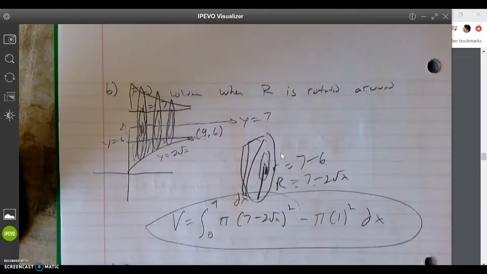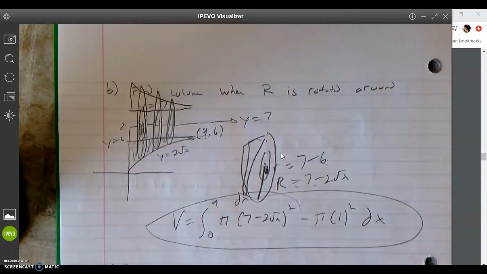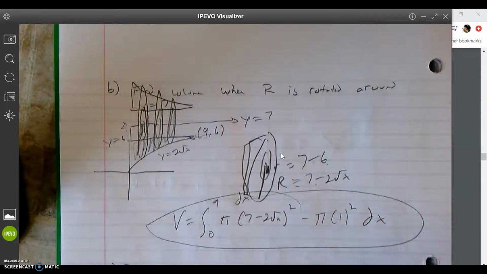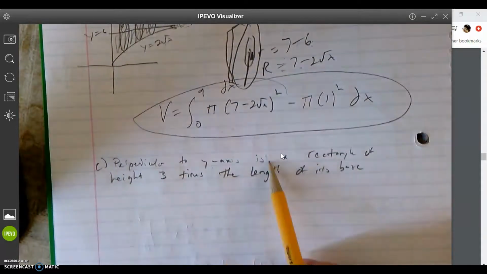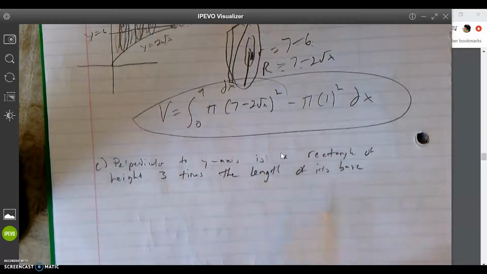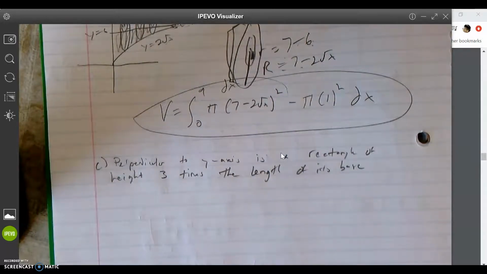Got it. So that was the answer to part B. Check to make sure you got it. Okay, last part. Now I want perpendicular to the y-axis is a rectangle of height 3 times the length of its base. And I want to find the volume of that solid.